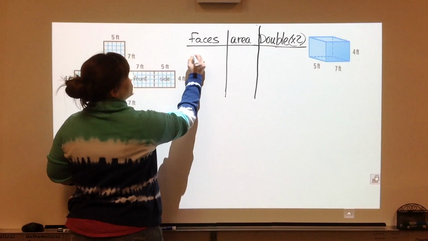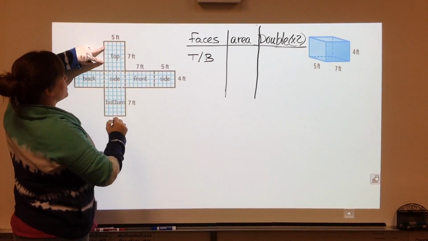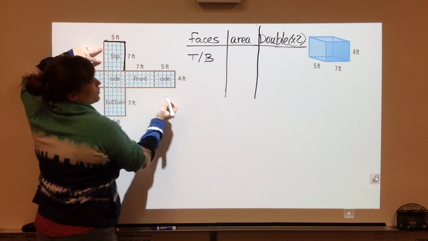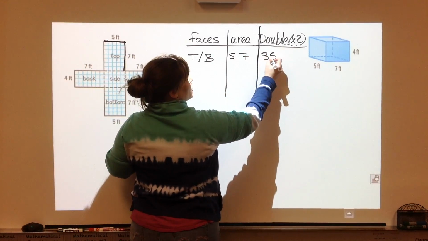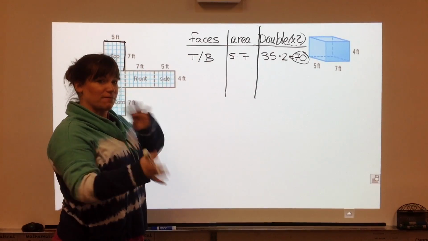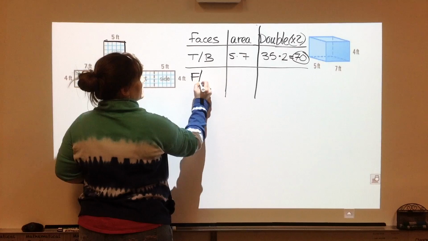We're going to do the top and bottom first. The top dimensions are 5 and 7. So those are the numbers that I'm multiplying together, and that equals 35. When I double that, I get 70 for both the top and bottom. Let's do the front and back next.